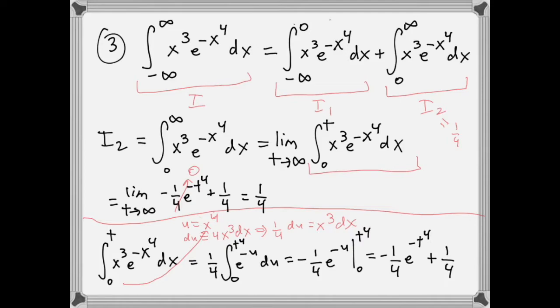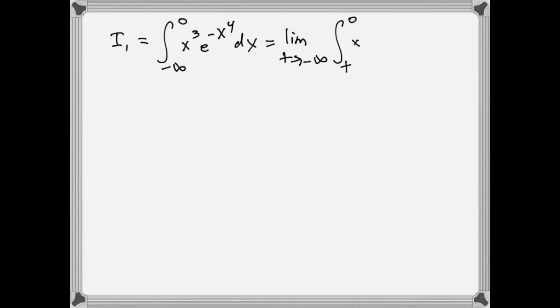Now, that might seem like a lot of work that I have to do another integral here. However, I don't have to do it from scratch because I already did the antiderivative, right? The antiderivative isn't going to change. All that's going to change is what I plug in at the end. Okay, so the only difference now is that I have the t. Let's write this down, okay? So what is I1 going to be, remember? I1, now I'm going from negative infinity to 0 of x cubed e to the negative x to the fourth dx, which is the same as the limit as t goes to negative infinity of the integral from t to 0 of x cubed e to the negative x to the fourth dx.